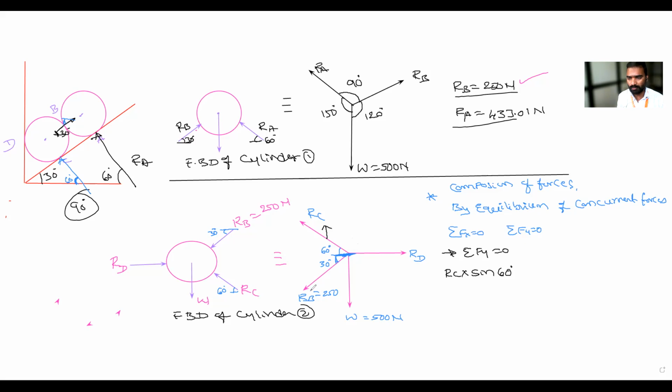What is this one? RB. RB is acting downward direction or upward direction? Downwards. Downward is positive or negative? Negative. What is the value? RB का value कितना है? 250 into how much is the angle? 30. Okay, that is sin 30.